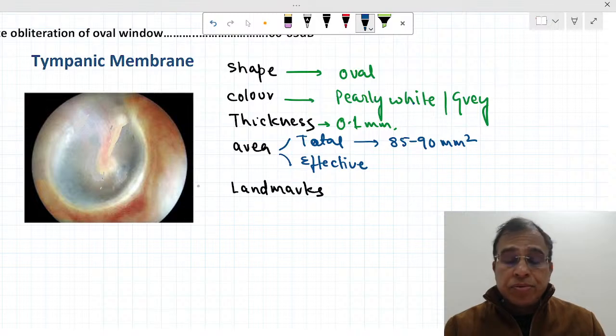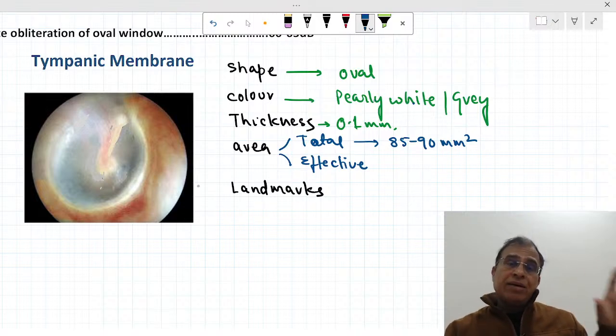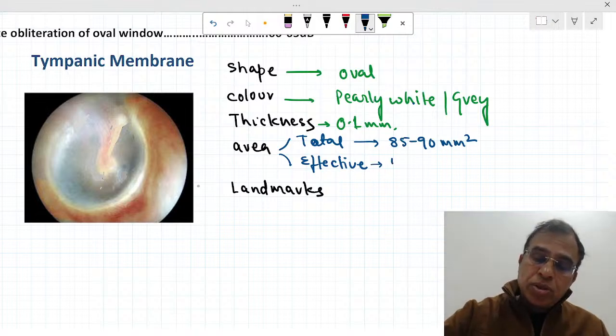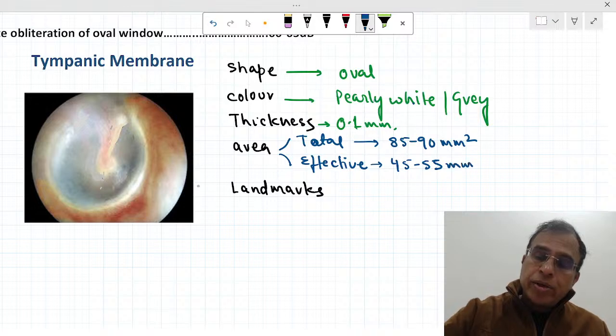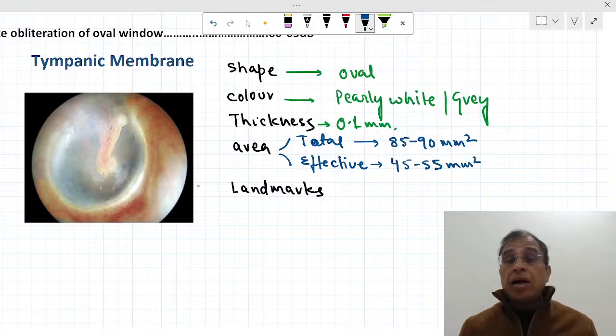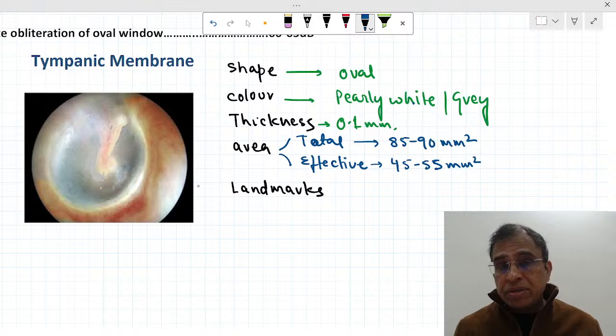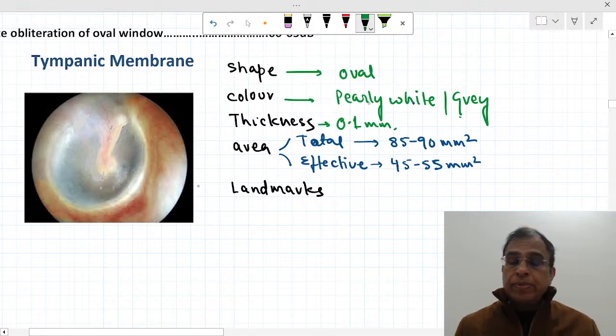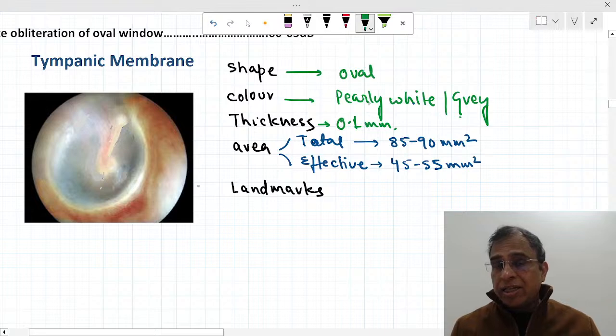The answer is no. The part that vibrates is called the effective area, and effective area is only 45 to 55 millimeters square. See, a large part of the tympanic membrane, nearly 40% of the membrane, or let's say 1/3, does not vibrate, only 2/3 of the membrane vibrates. So remember, that's why you have to be very careful what they are asking. Are they asking about the total area or the effective area?